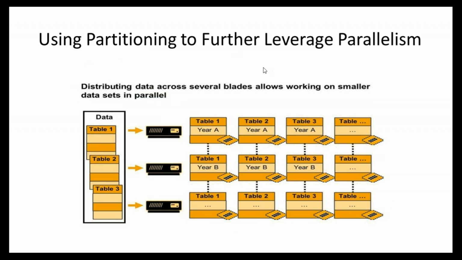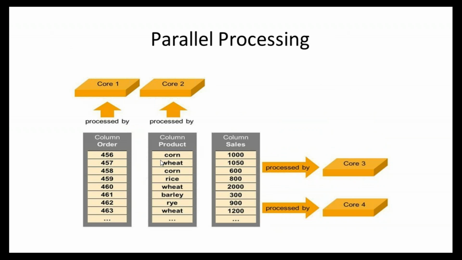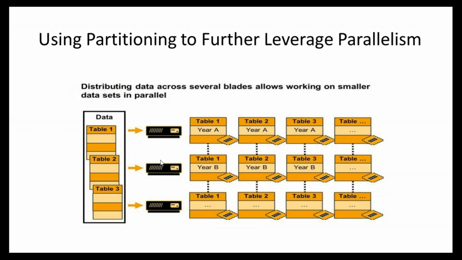So now, using partitioning to further leverage the parallelism. What we do is not just divide the columns; even within the columns we can divide the data further based on some year, for example a time period. For a particular time period you process it with one core, one blade, and another year on another blade. This also distributes data across several blades, allowing work on smaller data sets in parallel.